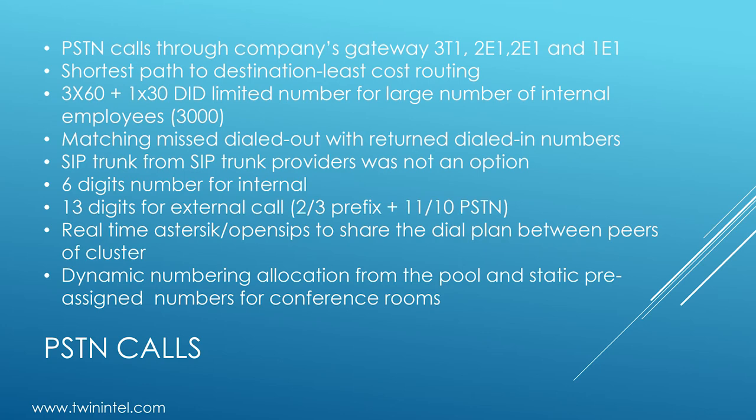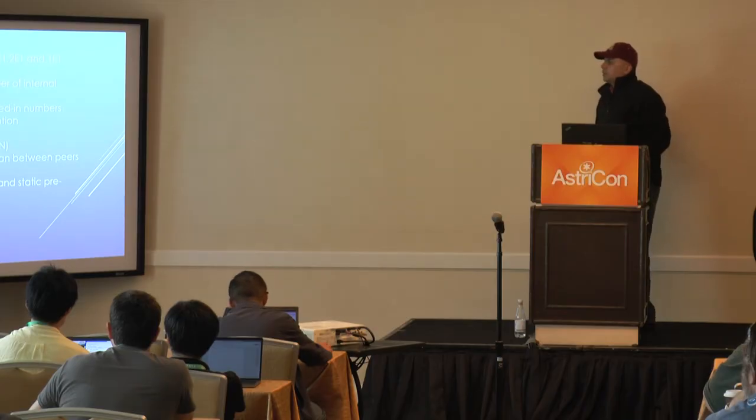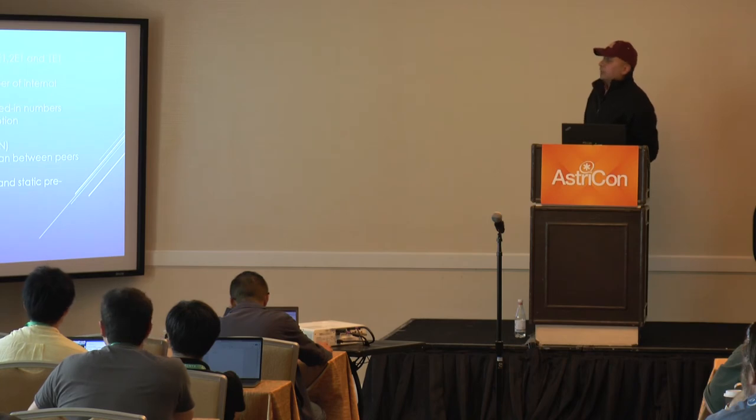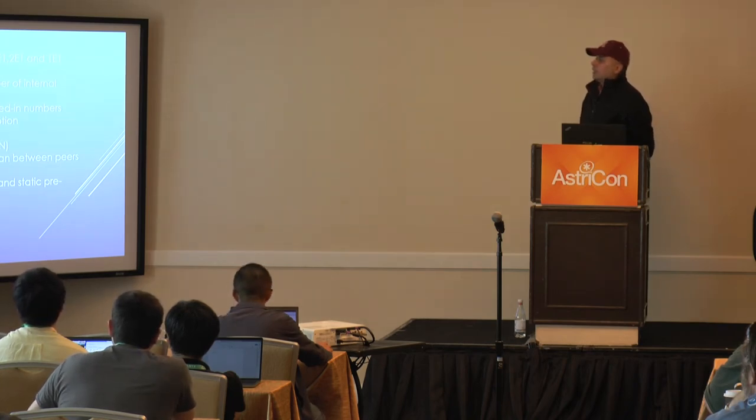So to do a very basic calculation, they already have three T1s, two E1s in Europe and two E1s in Asia, and one in Australia. They wanted to maintain that, not add to it, preferably to go down, but keeping it was okay. They wanted to reduce their PSTN calls.